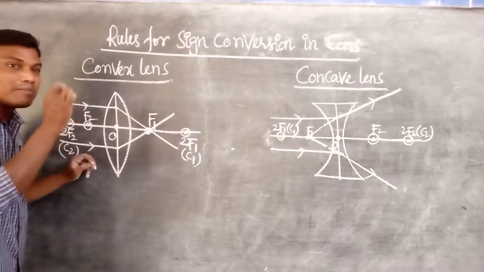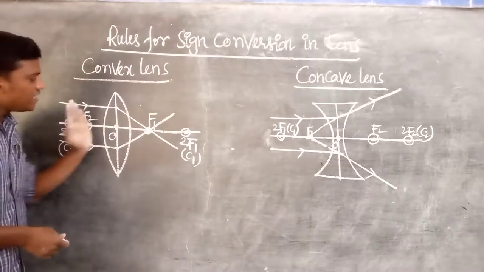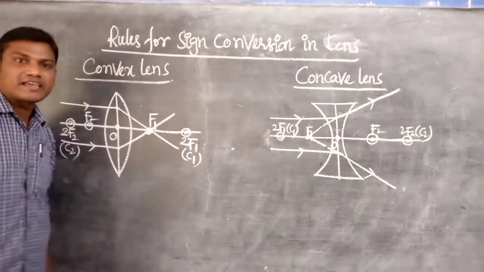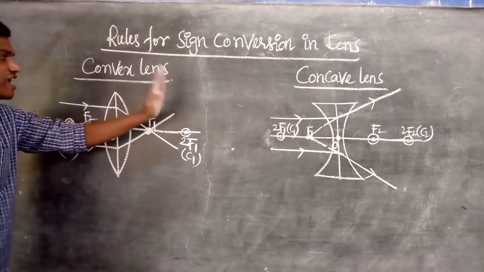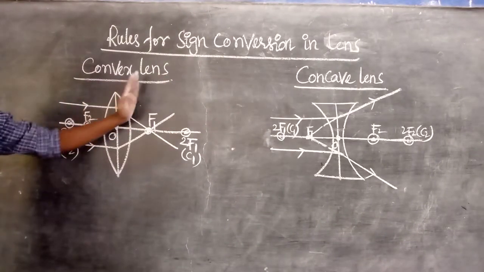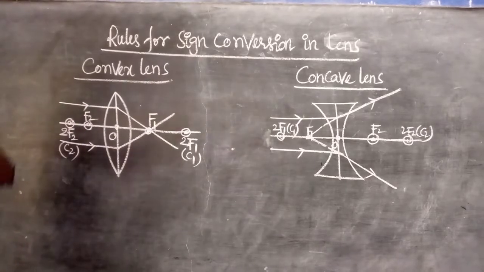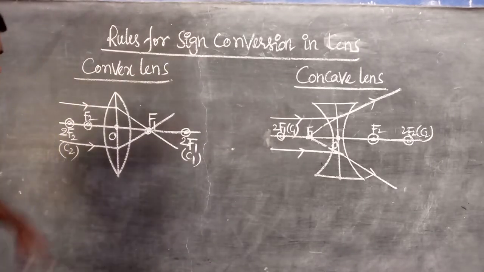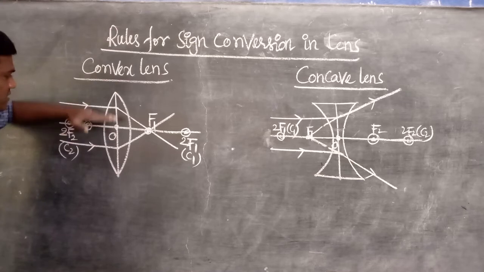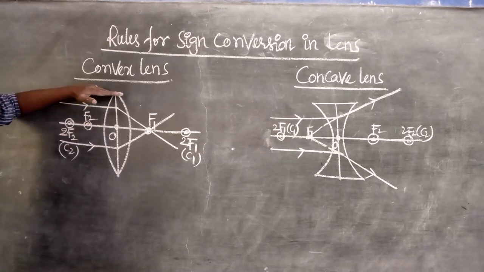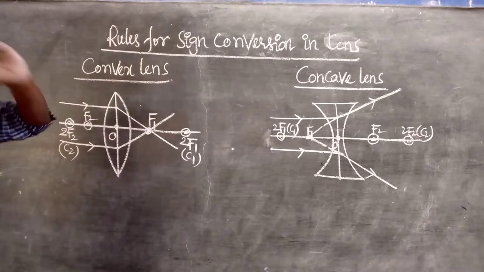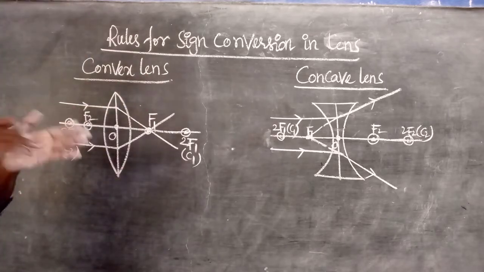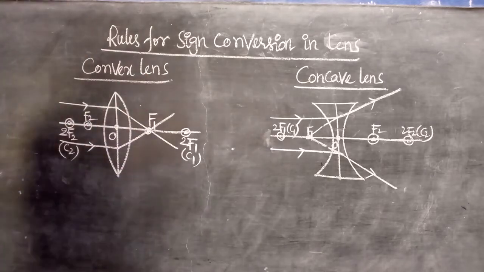If we measure any distance in the direction of the incident ray, we consider it positive. If we measure any distance opposite to the incident ray, we consider it negative. A height measured above the principal axis is considered positive, and below the principal axis is considered negative. Those are the rules for sign convention in the case of lenses and mirrors also.